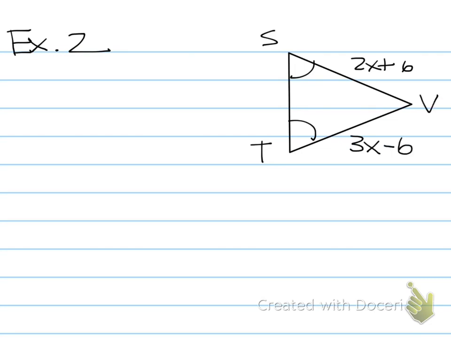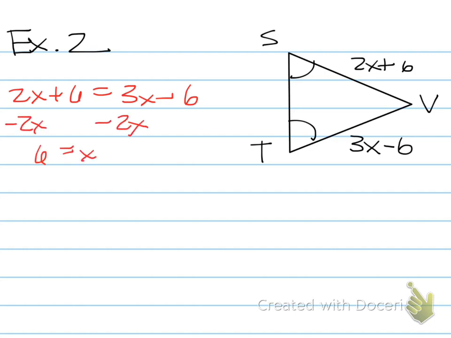In this example, we also have an isosceles triangle. Since we have two congruent base angles, that means the sides opposite those angles are congruent. So we're going to set those two expressions equal to each other and solve for x by subtracting 2x from both sides. And then we're going to add 6 to both sides, and we'll get x equals 12.